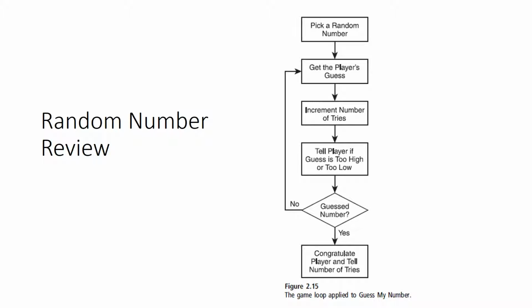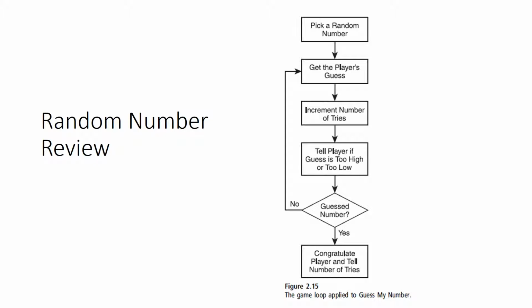The second thing is you're going to ask the player for a guess. The third thing is you're going to increase the number of tries that they've done so far. You're going to start off with 0 tries. After they guess, every time they guess, you're going to increase the number of tries. Then you're going to tell the player if they guessed too high or too low. Finally, if they actually guess the number, you're going to congratulate the player and tell them how many tries it took.